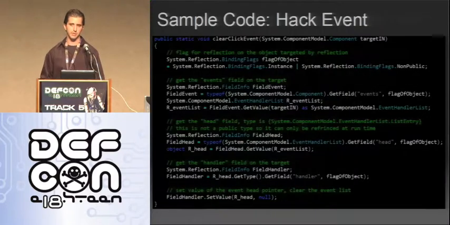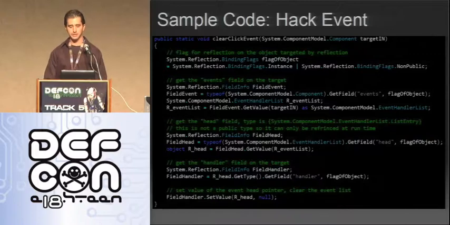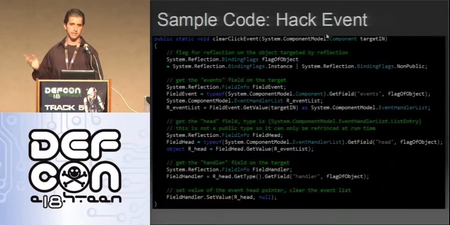So here's a little bit of code for hacking an event. Events are normally completely secured against outside tampering. So you can be confident that if you've set something to your event, no one outside of you can change that. This gets around that. Basically you say, give me a flag that says instance non-public, and then you ask for the events. So this function takes in, say, a button. And you say, hey, get me the field of events in string.